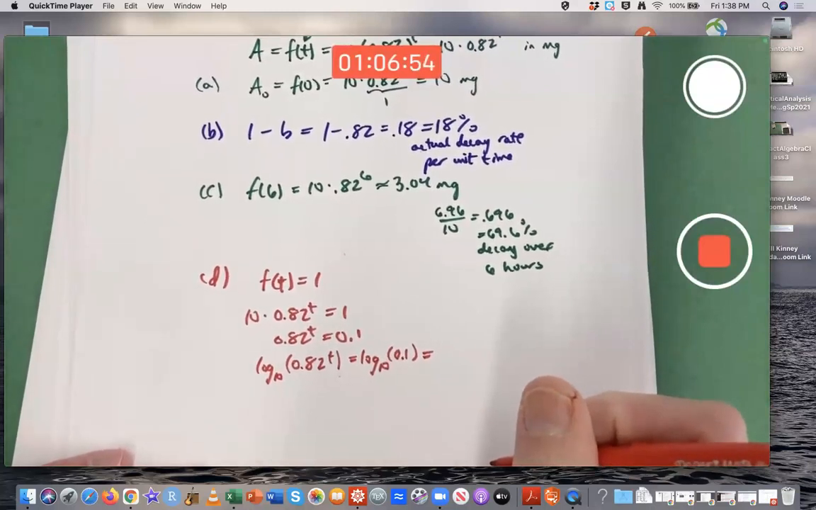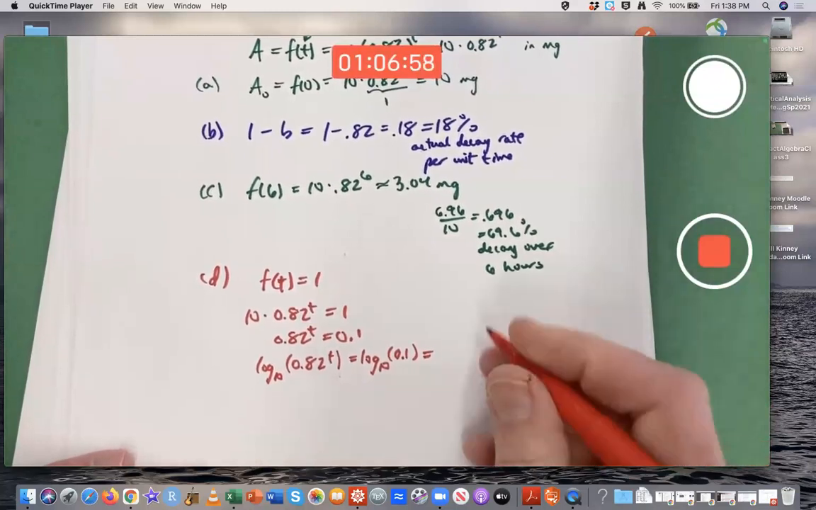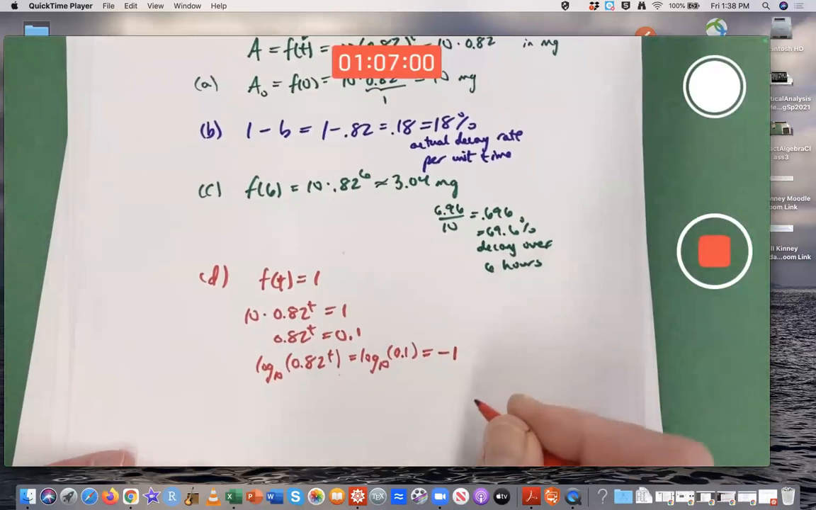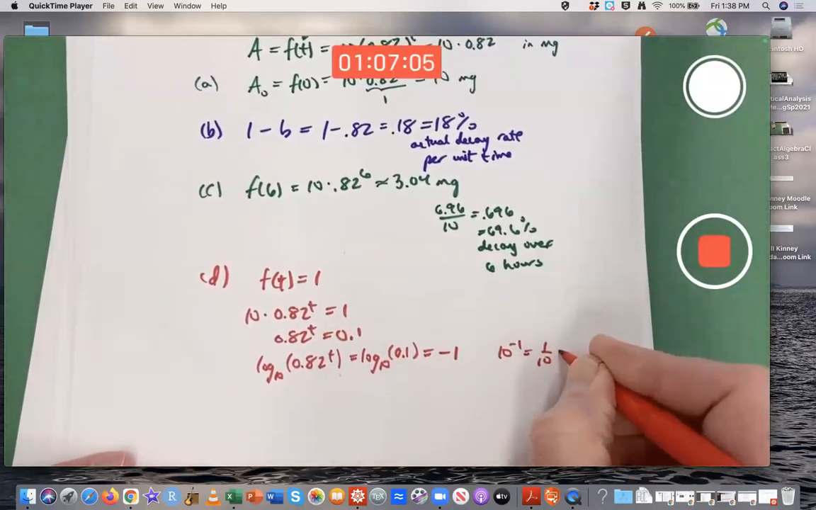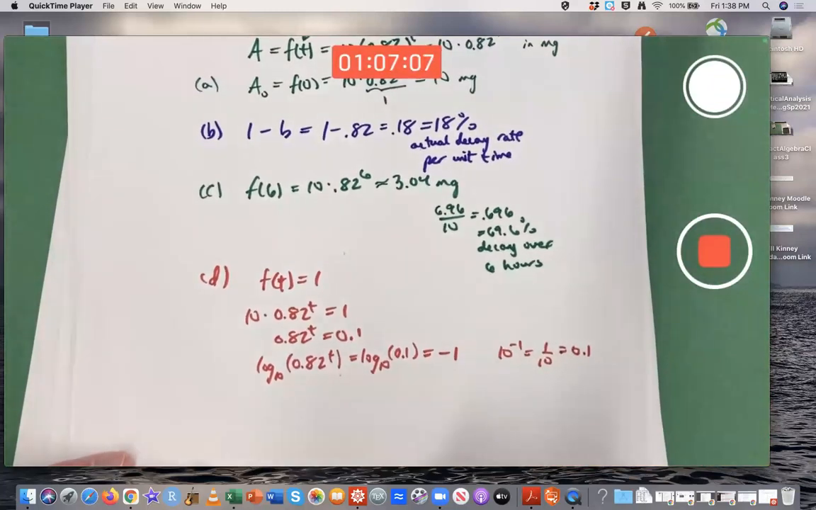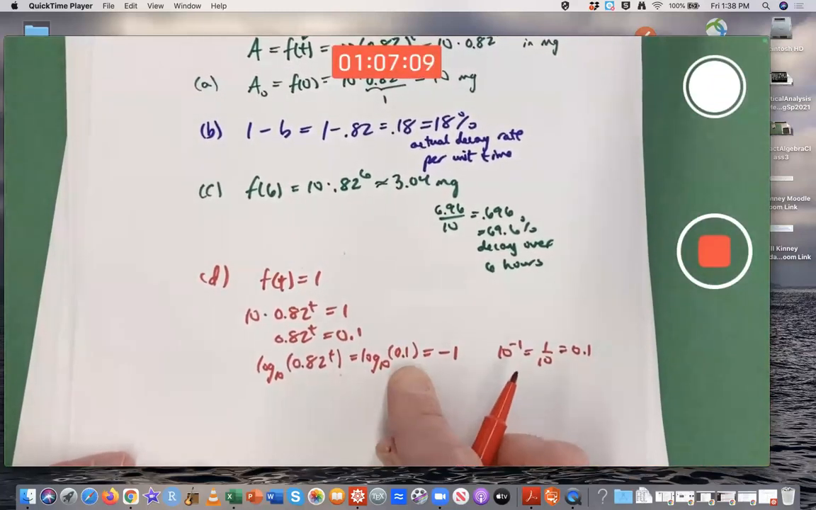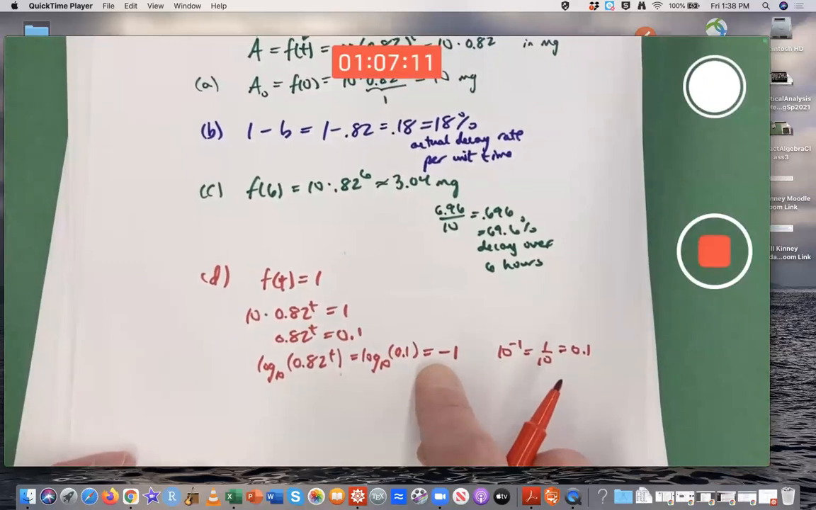Had a Freudian slip there. -1, right? 10 to the -1 is 1/10 or 0.1. So log base 10 of 0.1 is -1. That's the exponent you need to raise 10 to, to get 0.1. That's what log base 10 means, at least.